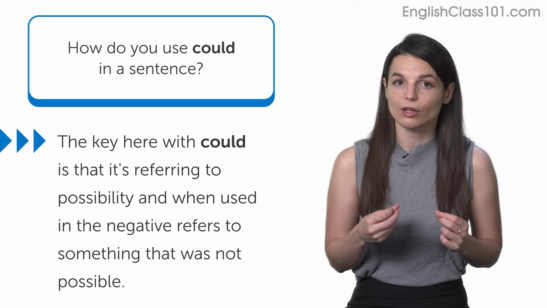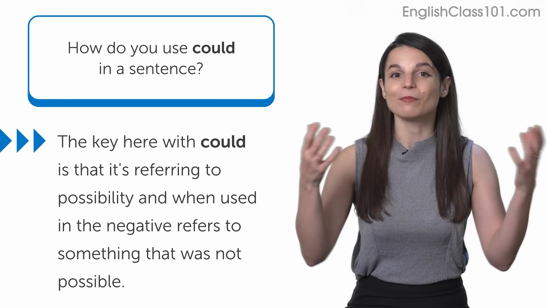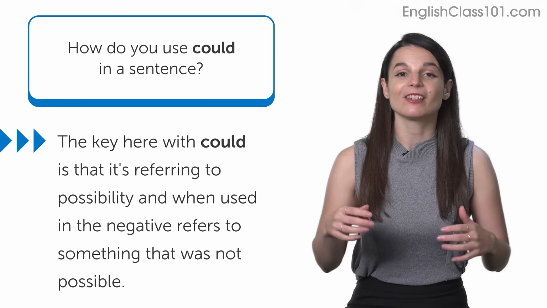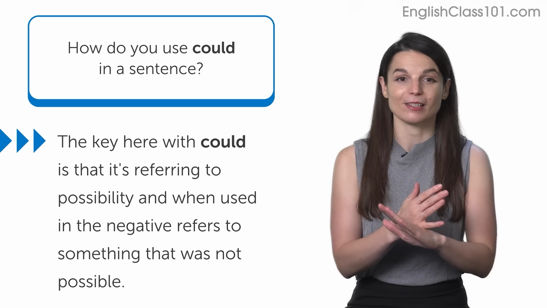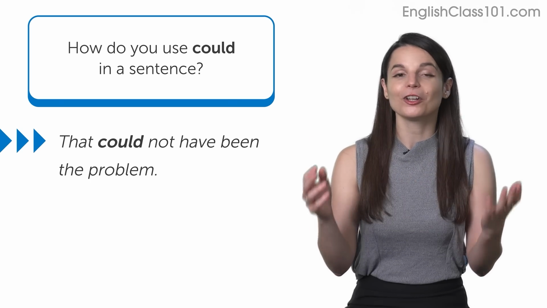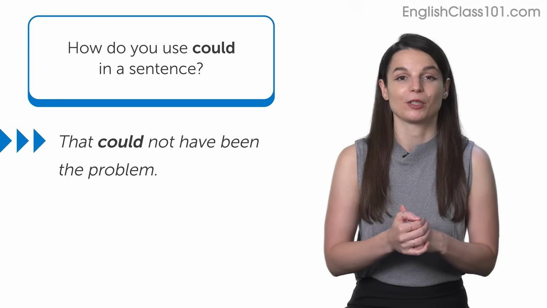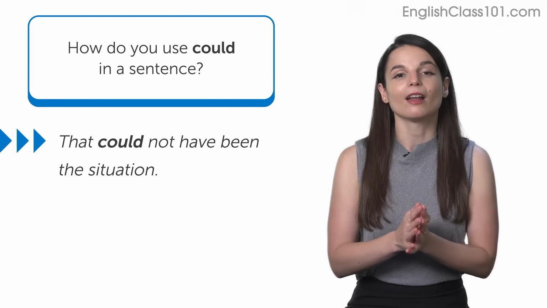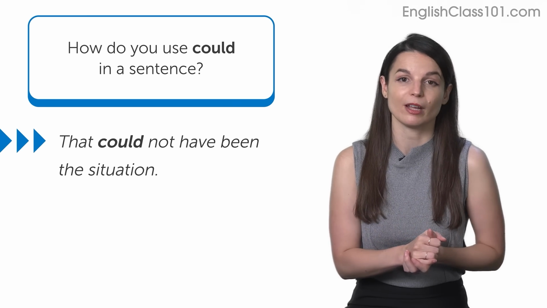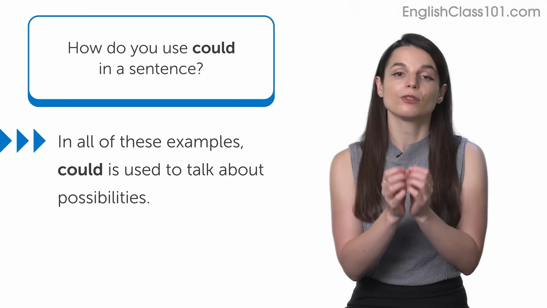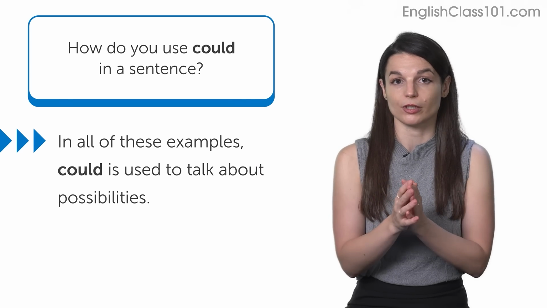The key here with could is that it's referring to possibility. And to make it even more tricky, when we use this in the negative, it's referring to something that was not possible. For example, that could not have been the problem means it's not possible that was the problem. Or that could not have been the situation means it's not possible that was the situation. So could is used to refer to possibility in all of these examples that I've just talked about.